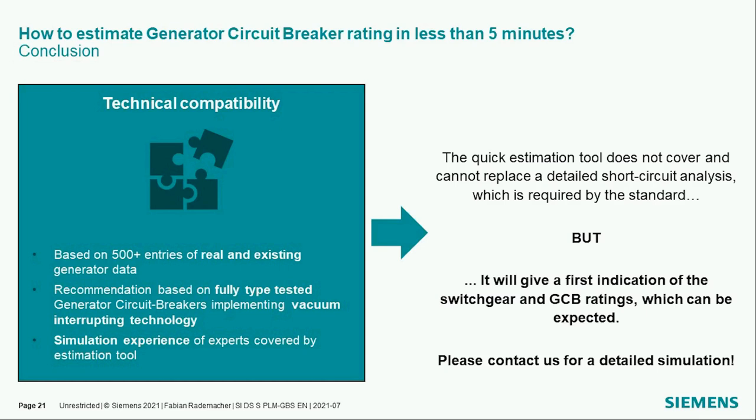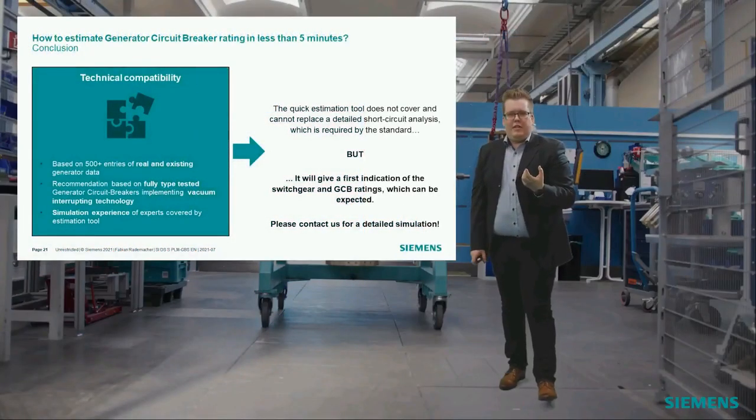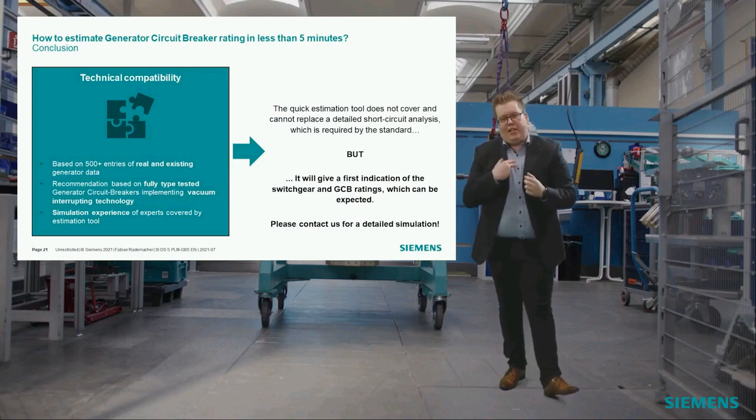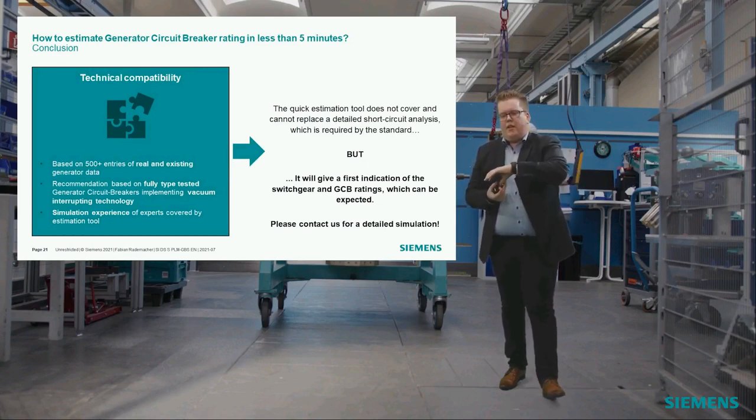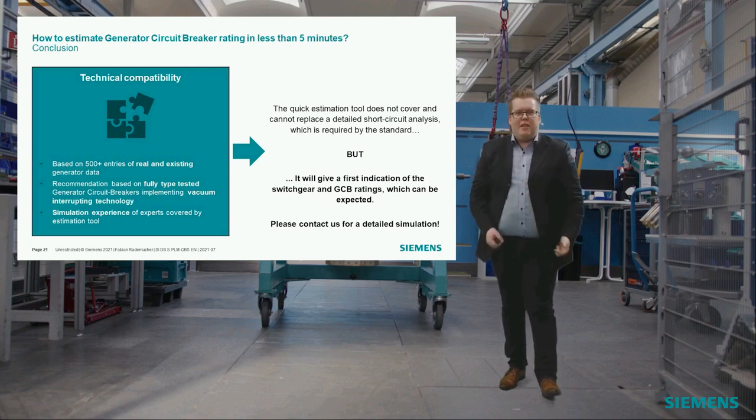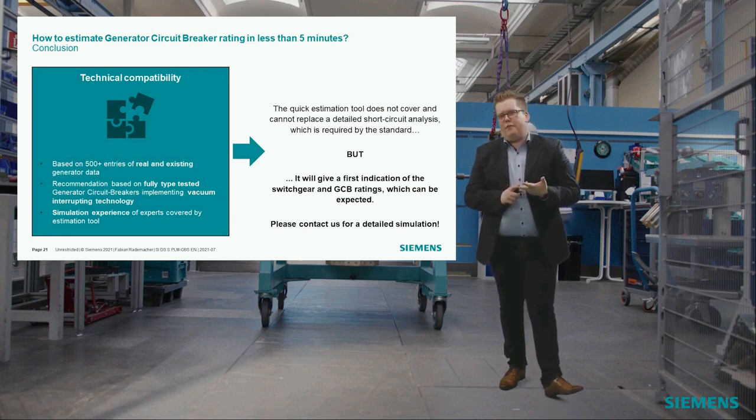What I have to say is that this quick estimation tool does not cover and doesn't replace the required short circuit analysis, which is required by the standard. But as we are only talking about the indication phase where the input parameters are not clear, we can give you a first expectation of which GCB and switchgear ratings will be expected. If you go further in your project, you can directly contact us to provide you this detailed simulation, which will then be transformed into the most sustainable, the most reliable, and a tailor-made solution from the Siemens GBS portfolio.